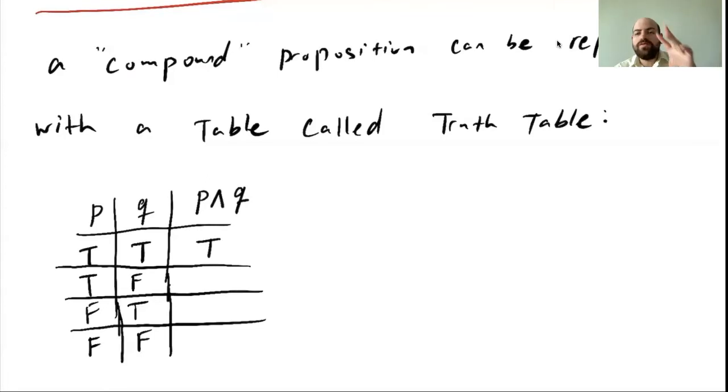If I do both of these acts, I watch a movie and eat chicken, then P conjunction Q will be true. Otherwise, for example, if I watch a movie but I don't eat chicken, then P conjunction Q overall will be false. So P will be true, Q will be false, and P conjunction Q by definition is false.